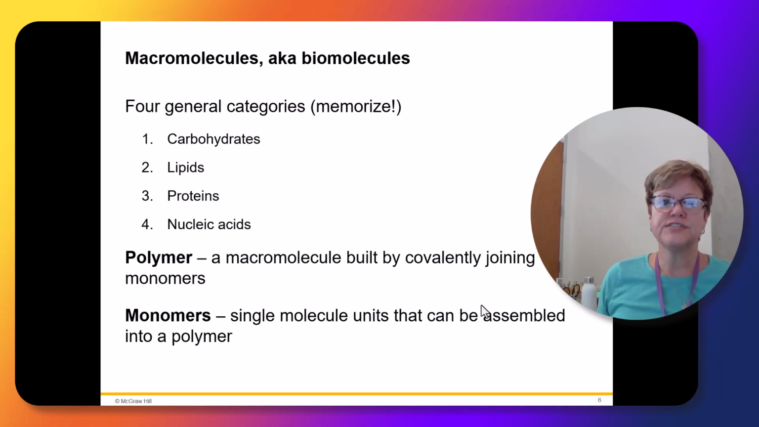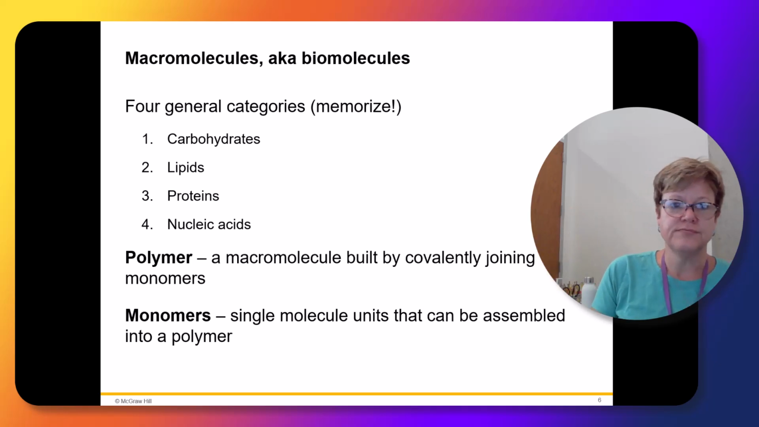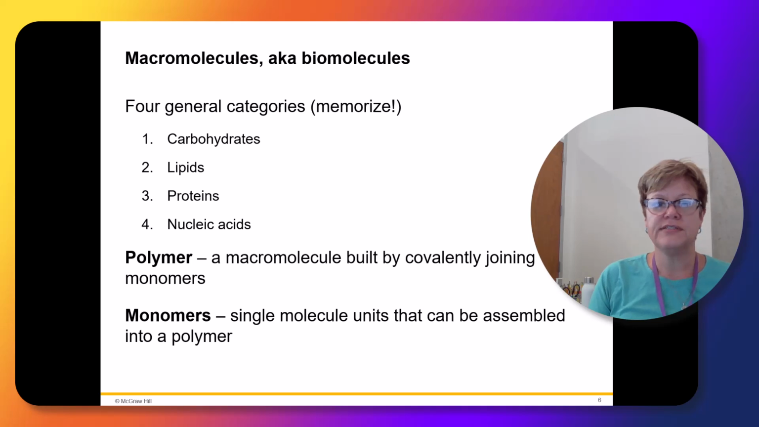So in the last lecture segment, I introduced the categories of the macromolecules, also called the biomolecules. These are all organic compounds, meaning they have carbon in their skeletal structure. And the four categories you recall are carbohydrates, lipids, proteins, and nucleic acids.